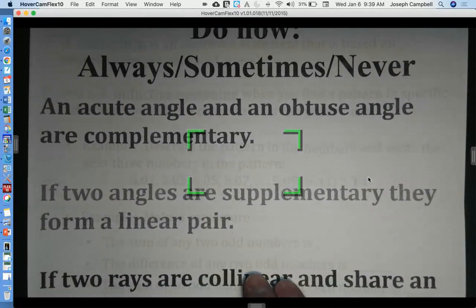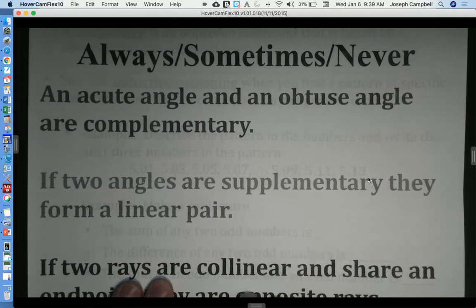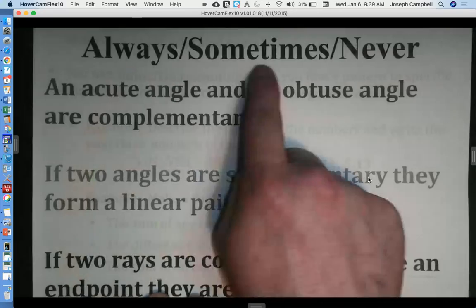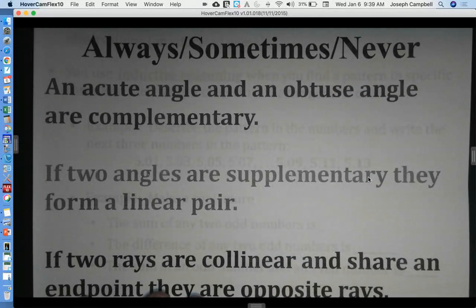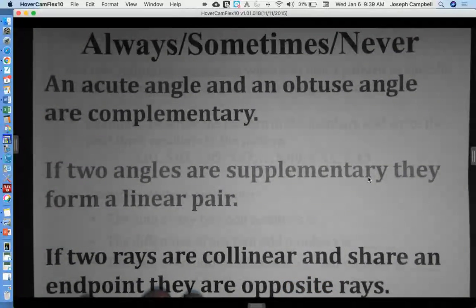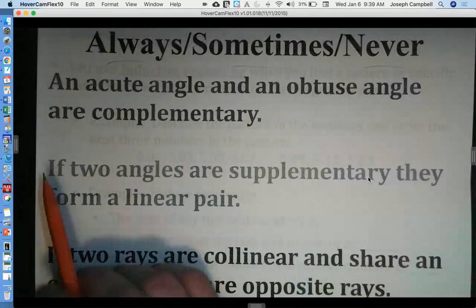The GNAT today is just a little brain teaser. I'm basically just thinking through this. I want you to answer always, sometimes, or never. This is actually on Canvas. It will be on Canvas. You can answer these questions. So let's go ahead and break them down. Maybe I'll give you some pointers. So answer always, sometimes, or never.